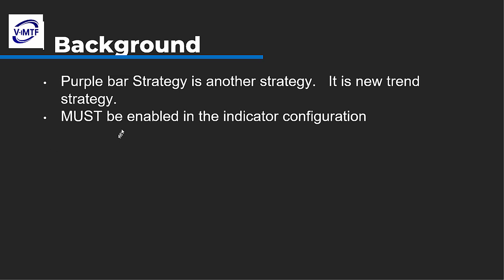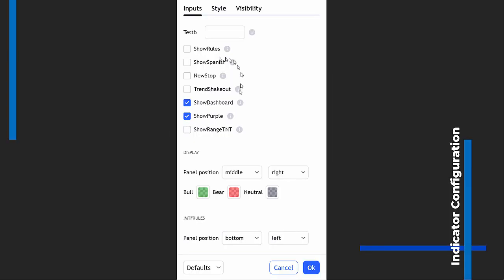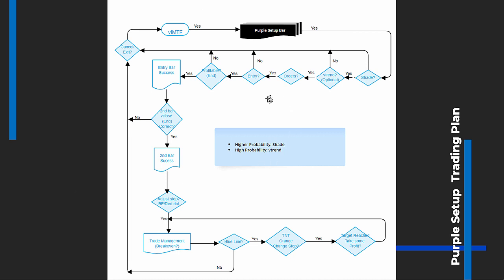The indicator does not show you the purple bar automatically. So if you do want to enable this strategy, you have to go into the configuration, go to the input section and turn on show purple. Once you do, it will show you the purple bars. If you look at the trading plan, this is the same trading plan as the TNT, the high ideal trend strategy, where you have to make sure you have a shade and V trend to take these opportunities.